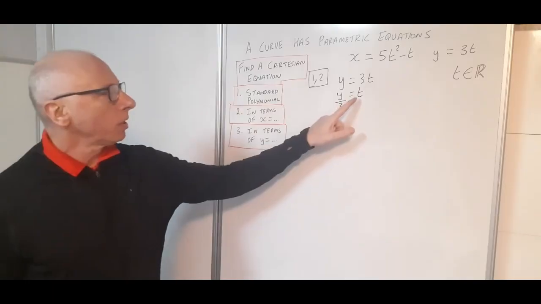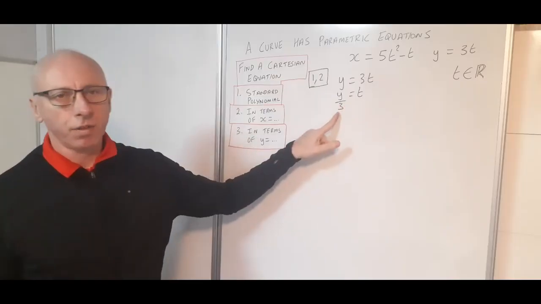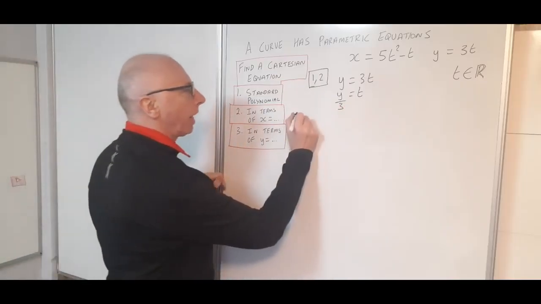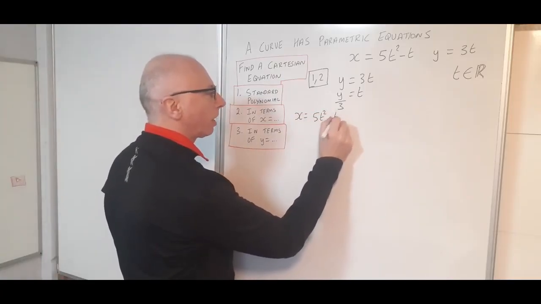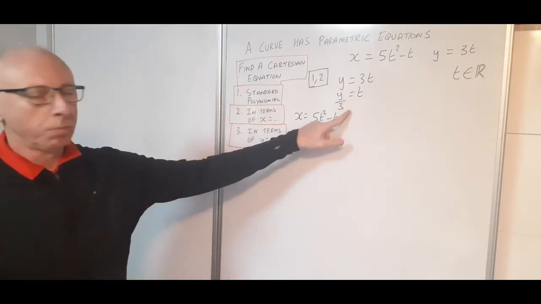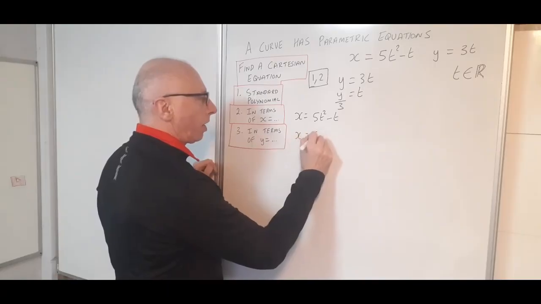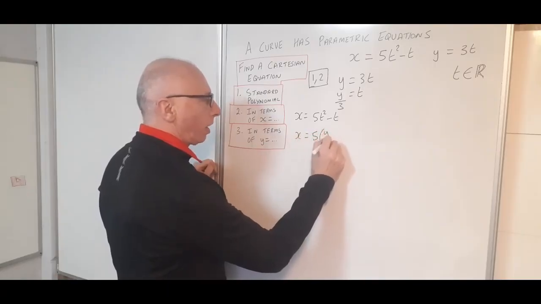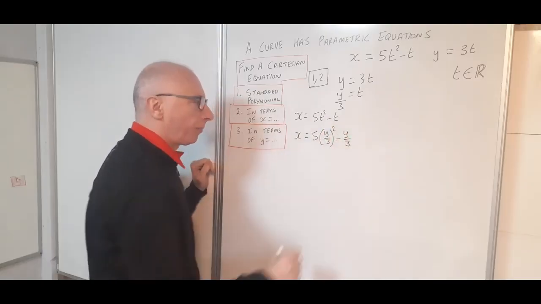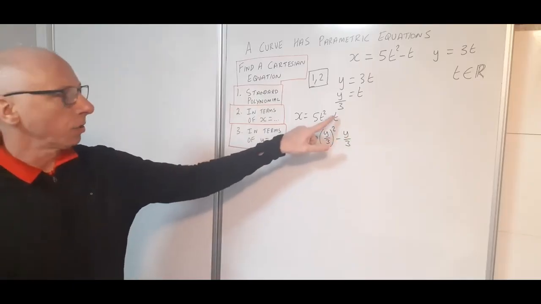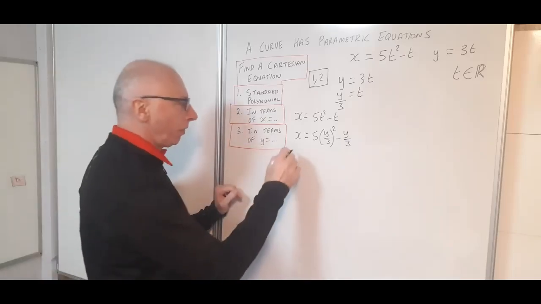So now what I can do is, when I see a t in this x term, I can plug in y over 3. So let's bring the x term down. So x equals 5t squared minus t. Now we'll use this substitution, y over 3 for t. So x equals 5 times y over 3 squared minus y over 3. And that takes care of the substitution for the t. So now let's go about simplifying this off.